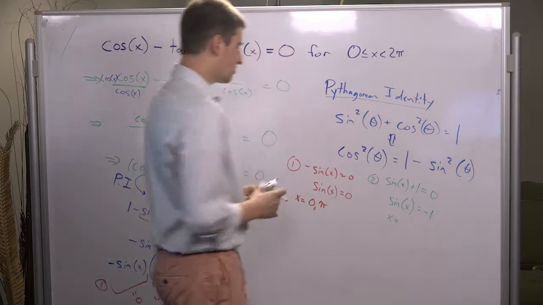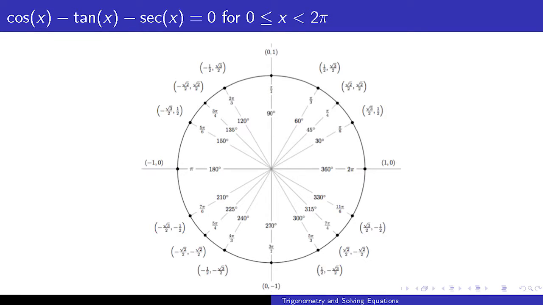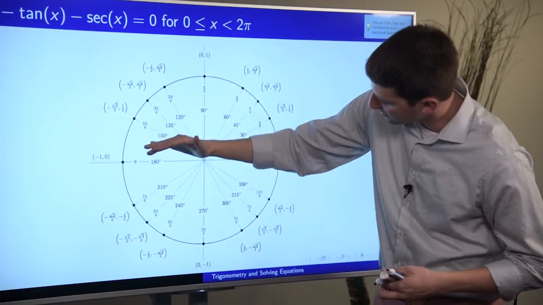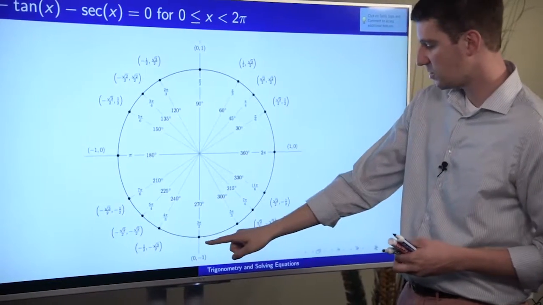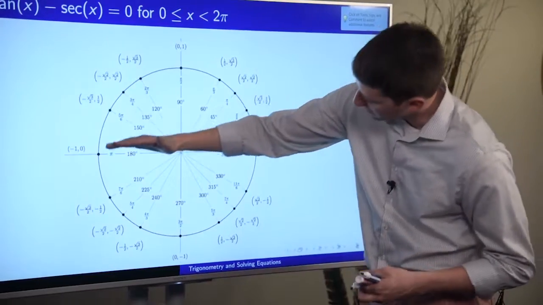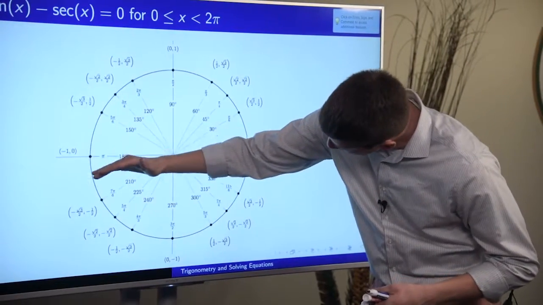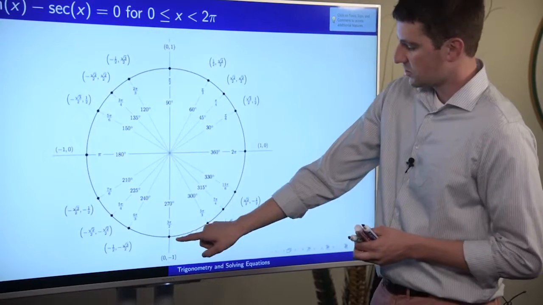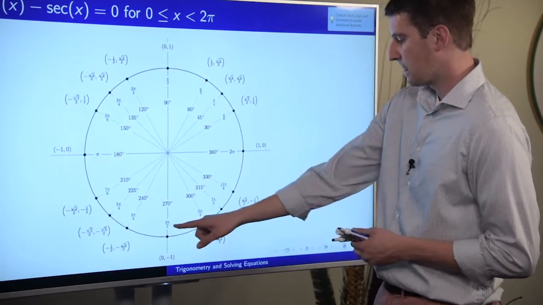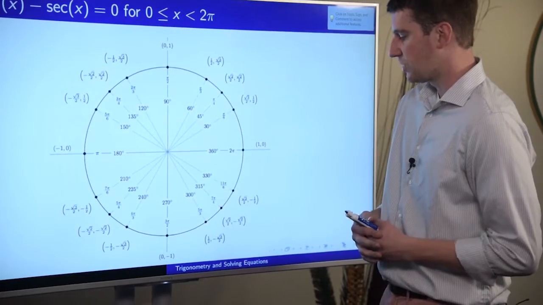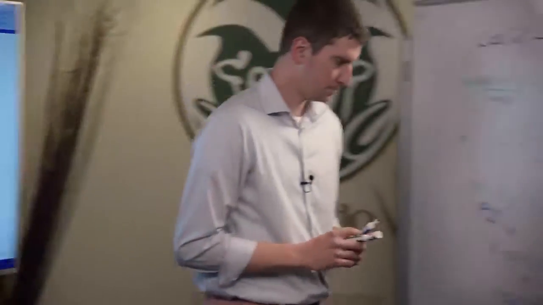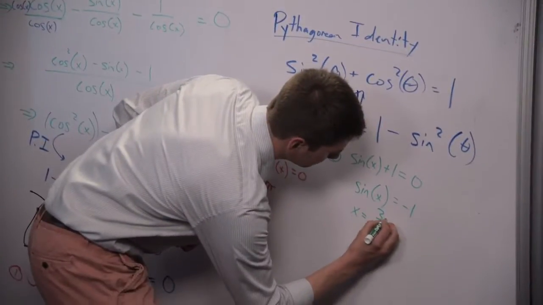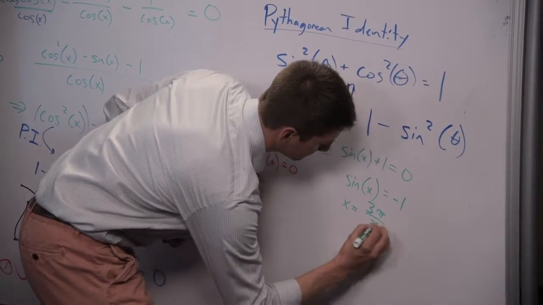So let's look at the unit circle again. Sine of x has got to be negative 1, so we're talking about a height of negative 1. So this is actually the only point right here. If we move our hand all the way down, we have two solutions, two solutions, two solutions, and then all of a sudden we have 1. So this is our only possible solution. And what is that solution? It is 3 pi over 2.